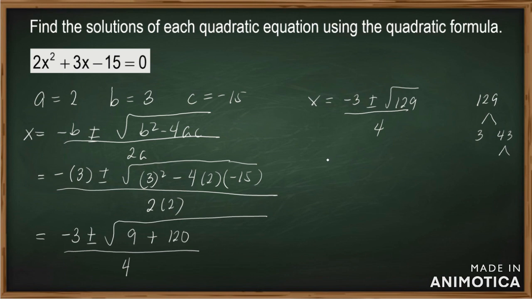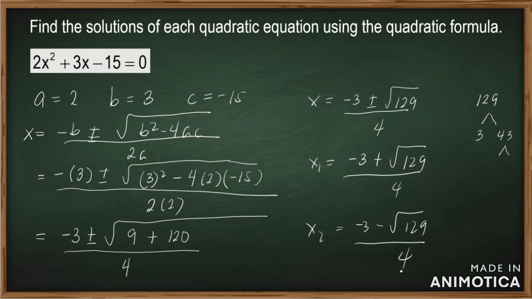So we have here, the solutions now are x sub 1, the first solution, negative 3 plus the square root of 129 over 4. And the other one is negative 3 minus the square root of 129 over 4. So these are the solutions.